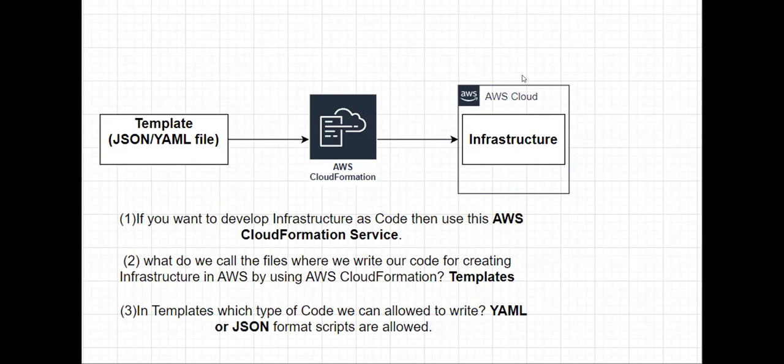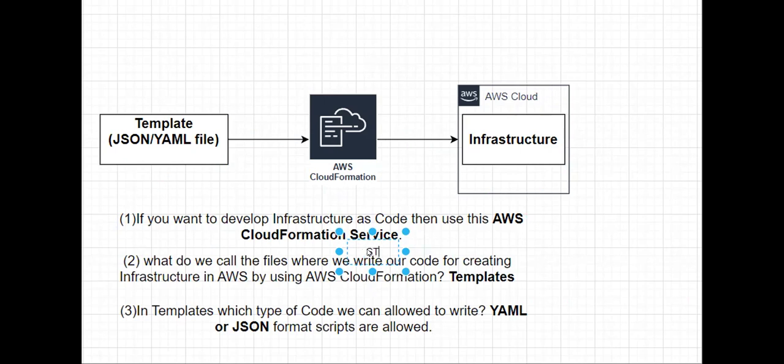So let's see directly. Now, what do we call this infrastructure in AWS? Let's say you uploaded a template which contains a JSON file or YAML file. In that file, you have written all the code related to the services that you want to create. Now you uploaded this template file under AWS CloudFormation and you run the code. Now what does it create? It creates your infrastructure, right? Yes. So what do we call that infrastructure?